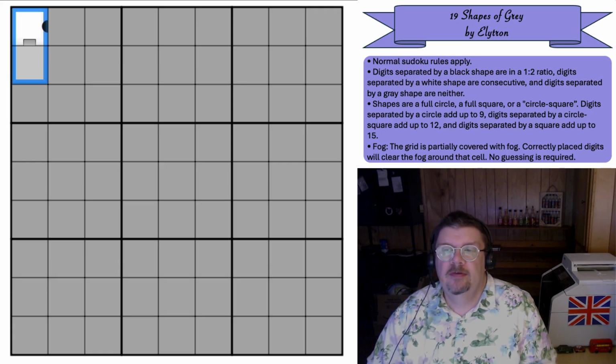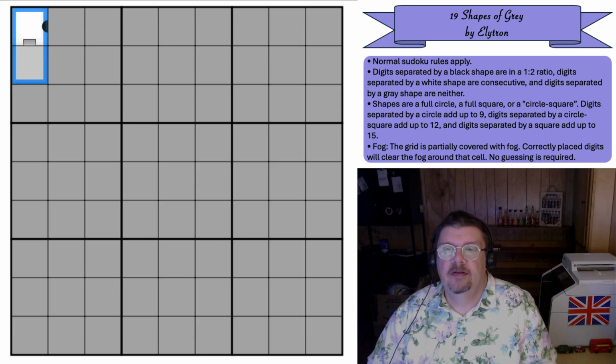Shapes are made up of semicircles and semisquares, resulting in either a full circle, a full square, or a circle square, which may be rotated in any direction. Digits separated by a circle add up to 9. If they're separated by a circle square, they add up to 12. And if they are separated by a square, they add up to 15.